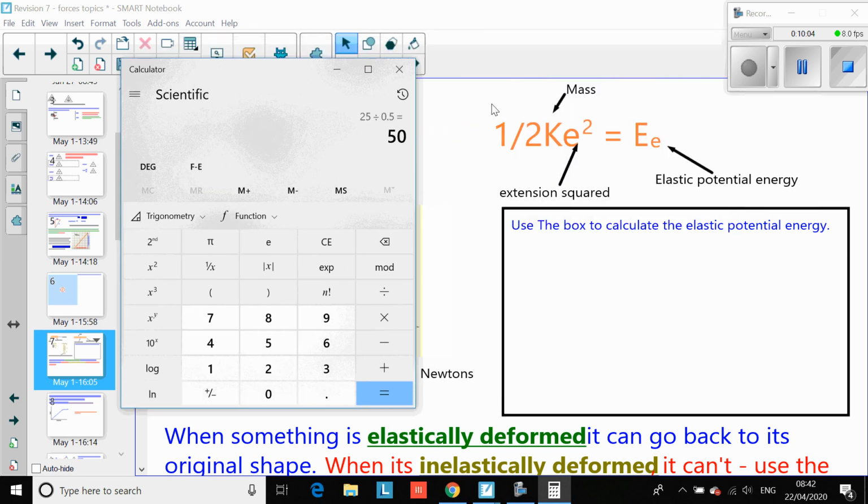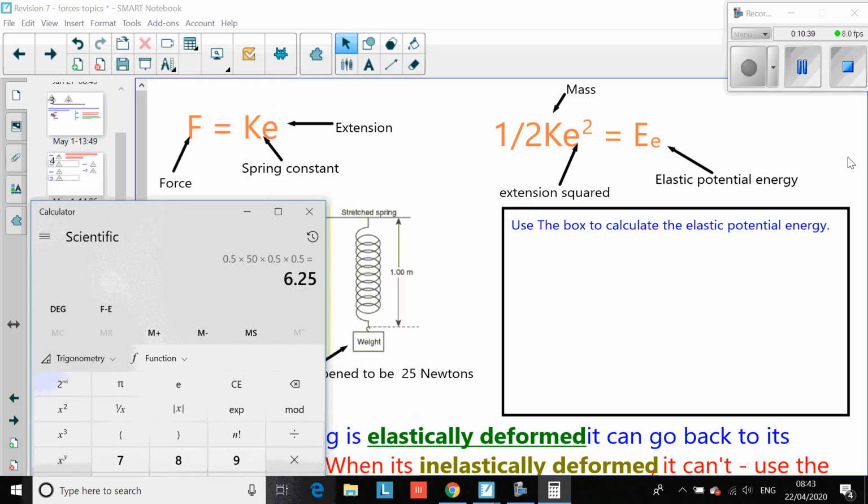Now, if I wanted to calculate the elastic potential energy, let's look at what I've got. Half, well, that's easy. We can put that in. So 0.5 times the spring constant, we just worked that out, 50, times the extension squared. And so in this case, the elastic potential energy would be 6.25 joules, but you can see how we've used both equations in this, okay?